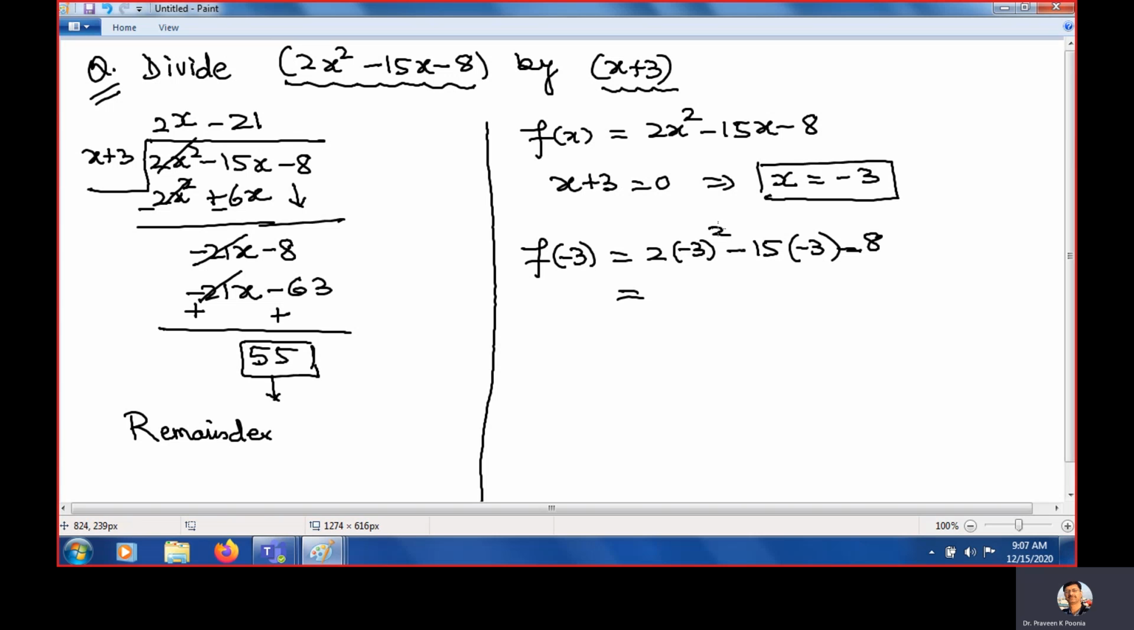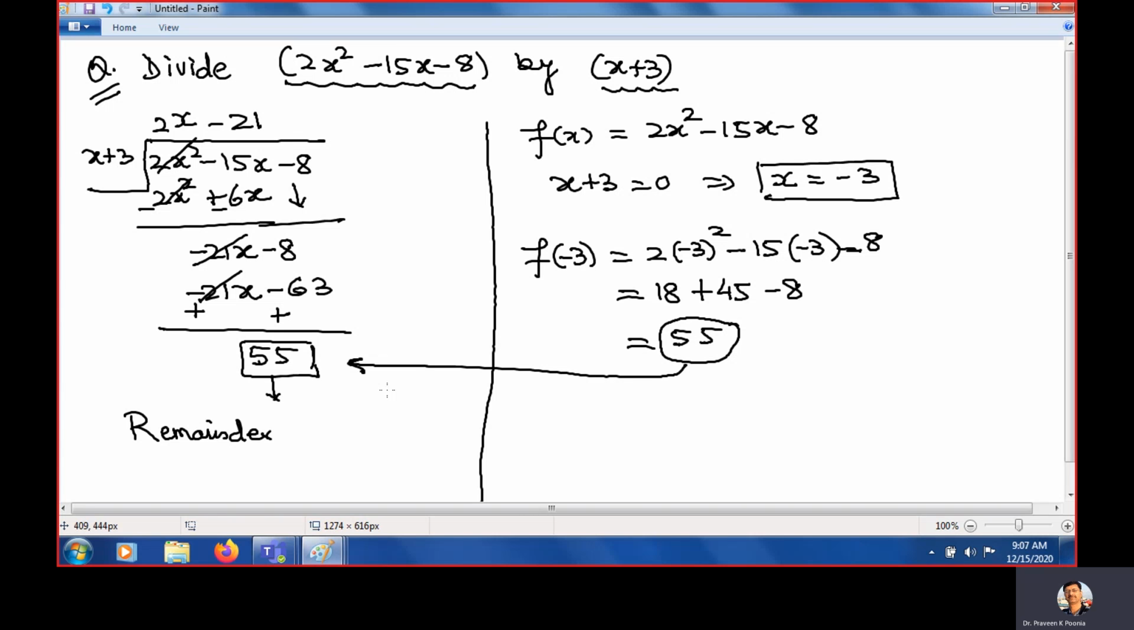Minus 1 power 2 is positive. So 9 times 2 is 18. Minus minus plus, it is 45. Clear? And minus 8. So if you do it, 18 plus 45 is 63, and 63 minus 8 is 55. Clear? And whatever remainder you are getting here, the same remainder you are getting here also. Clear? So what is the meaning of this?